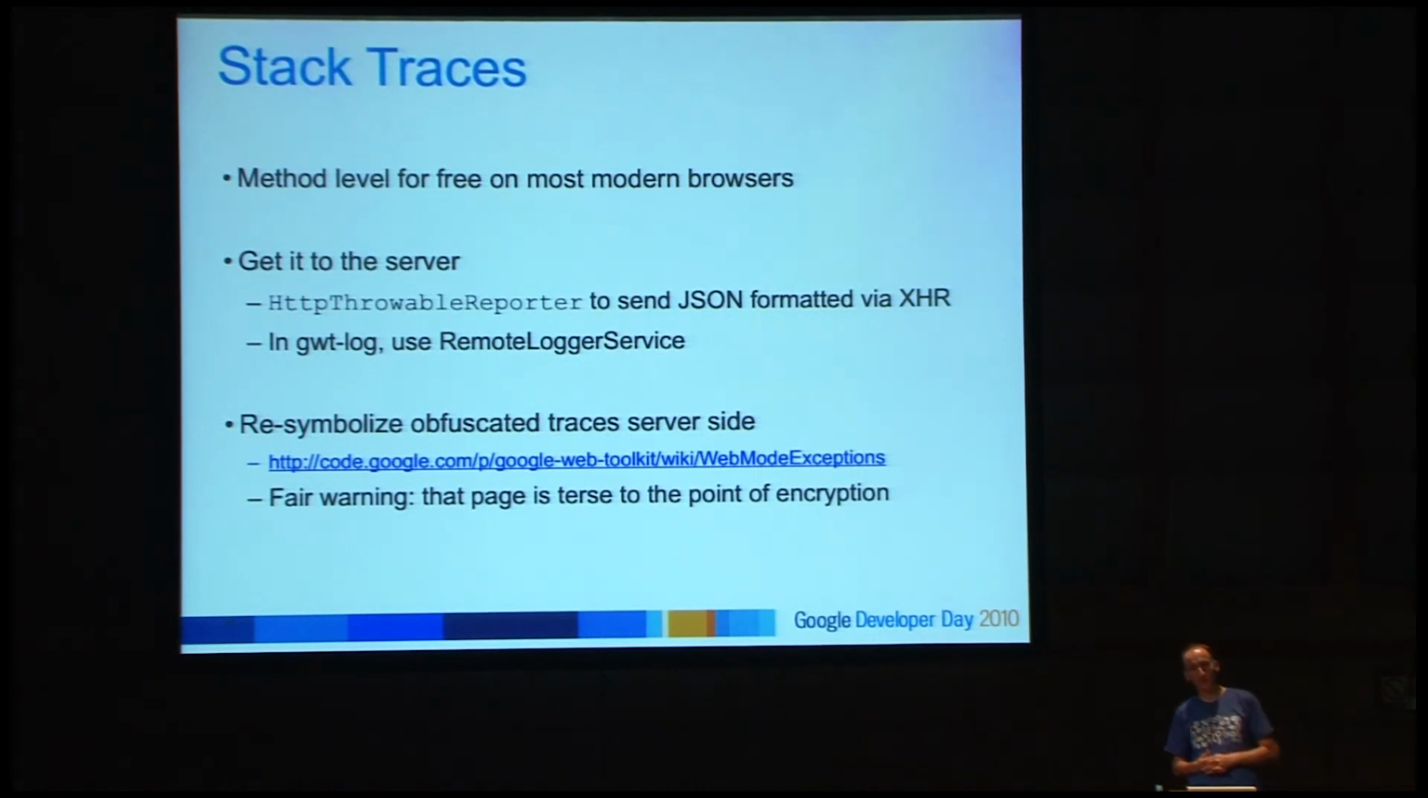Stack traces is about capturing things that go wrong on the client. Now we all know with GWT that when you do development in Java, you have Java stack traces. You can read them, you can click on them, you know what class, what method, what line number failed.